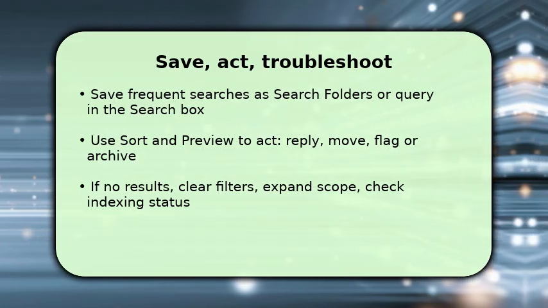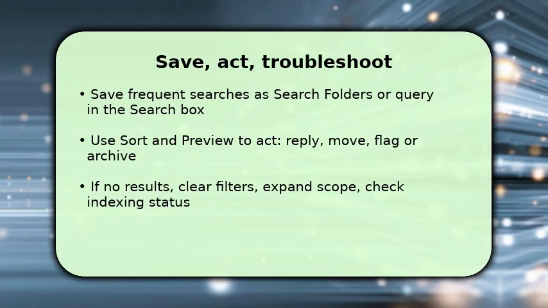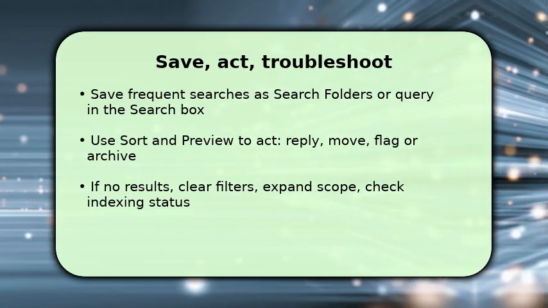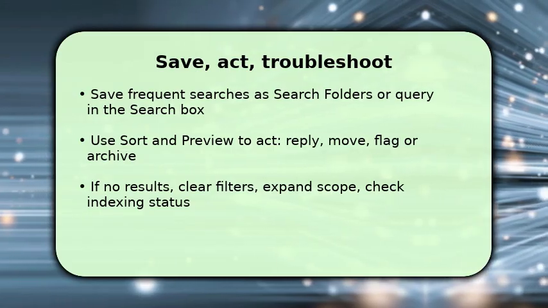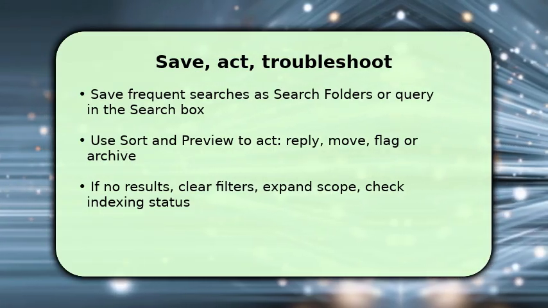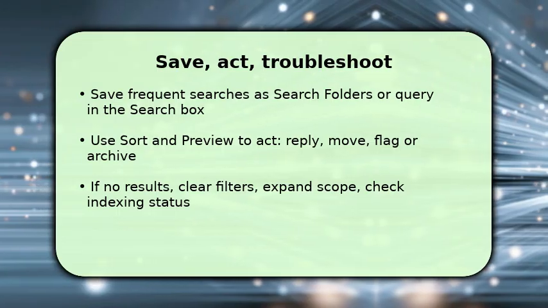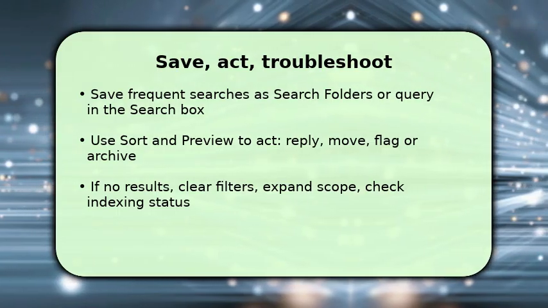If results seem missing, troubleshoot. Clear filters, expand the scope to all mailboxes, and check Outlook indexing and sync status. Make sure offline mode is off. If indexing is stale, allow time to rebuild. That single troubleshooting step usually restores expected results.